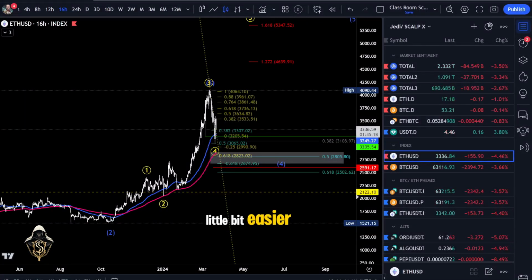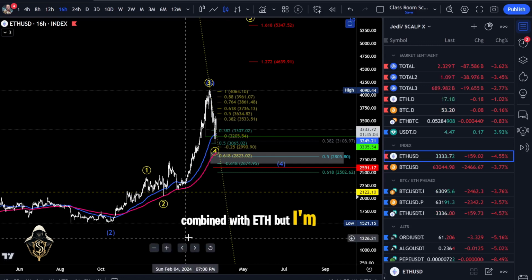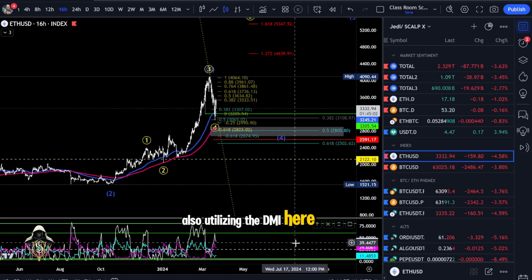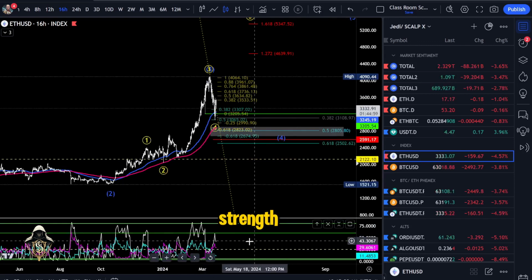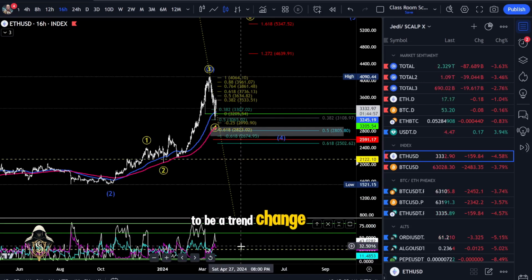I think it'd be a little bit easier just to do a video on the ideas that I'm looking at versus doing some imagery. That being said, what I'm looking at right now is a combination of USDT on a 12-hour through 16-hour combined with ETH, but I'm also utilizing the DMI here in the sense of trend strength and seeing if there's going to be a trend change or if it's going to occur at all.